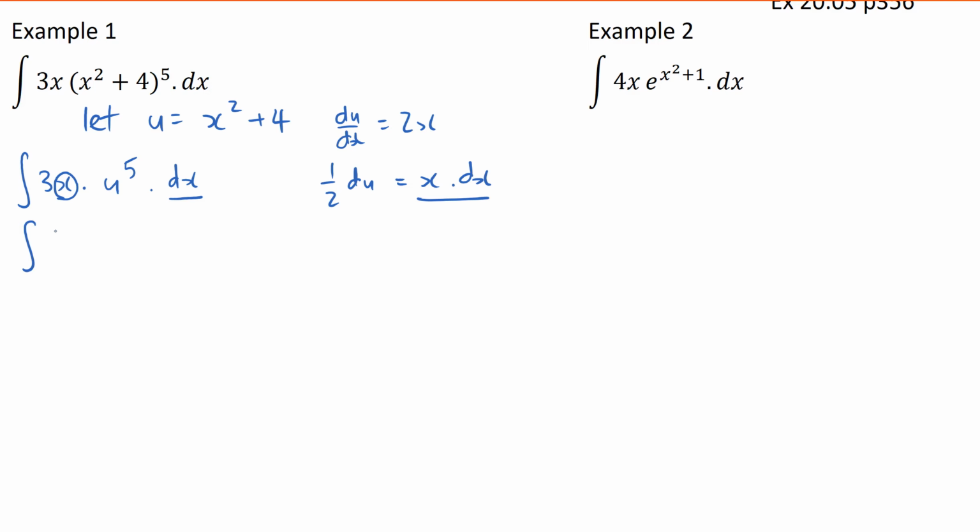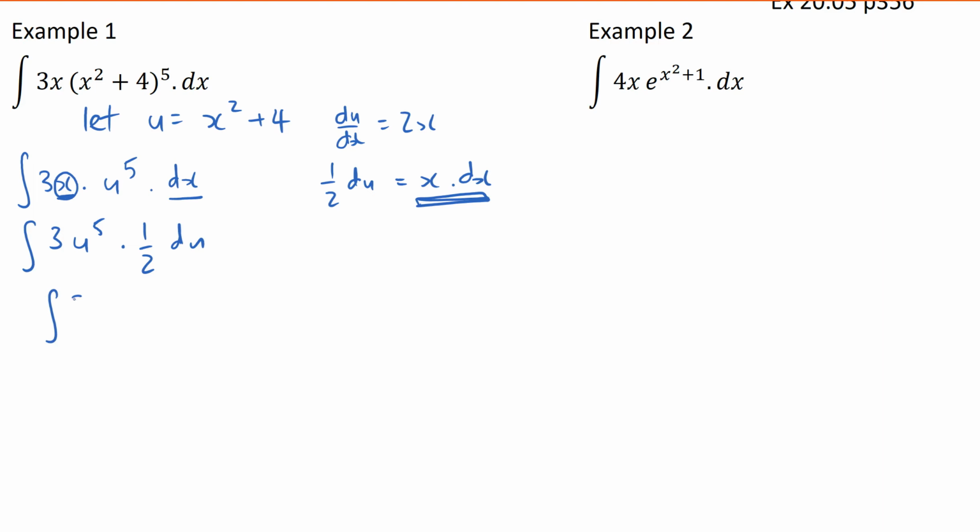So now I'm integrating 3 lots of u to the power of 5 times a half du. Does that make sense? So the extra x gets rid of that x. This x dx here gets rid of that x there. And that's the reverse chain rule. If you can notice that, then it becomes a little bit easier. But if you do the substitution method, it comes out in the wash anyway.